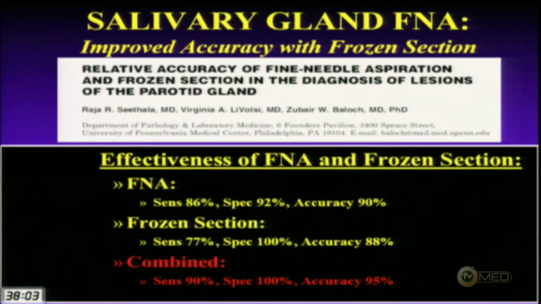So at our institution, we always do FNAs on our parotid and salivary gland tumors. We don't always get an exact diagnosis. And then the clinician, when they're taking out that gland, will send the material for frozen section. And in the frozen section, knowing the FNA diagnosis, we can kind of corroborate those and get even greater accuracy.